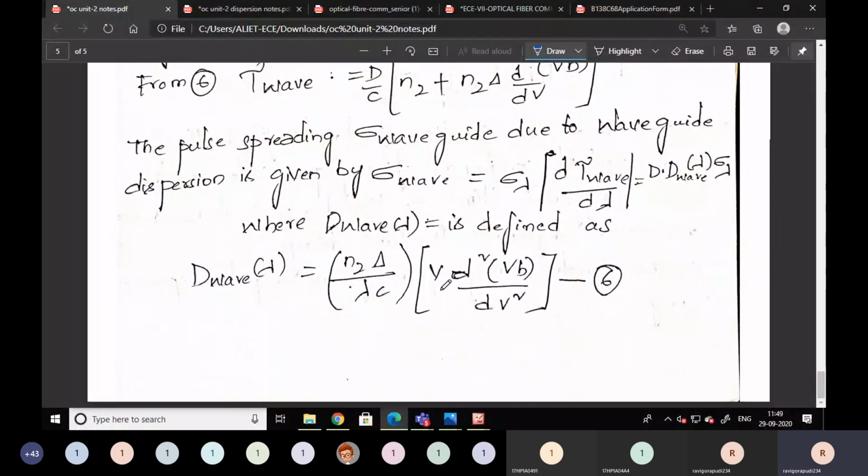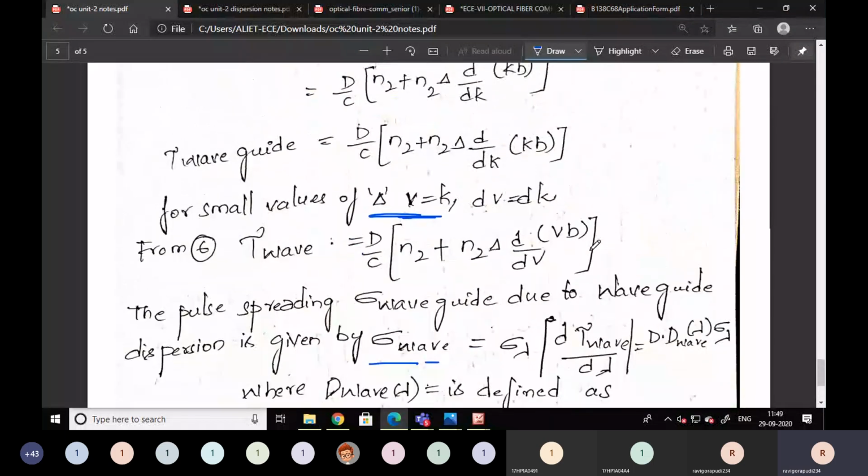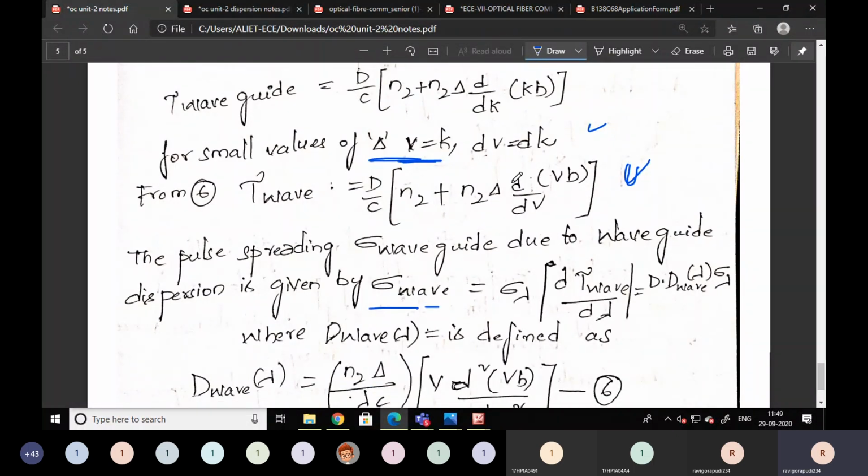Then next, find out dispersion. Just one or two minutes you can wait here. Up to now, tau wave you have to find. This is one assumption you have to remember: for small values of delta, V is equal to k, dV is equal to dk. Substitute these values in the above equation, then you'll get tau wave equal to d by c into n2 plus n2 delta into d by dV of Vb. No need to differentiate this.